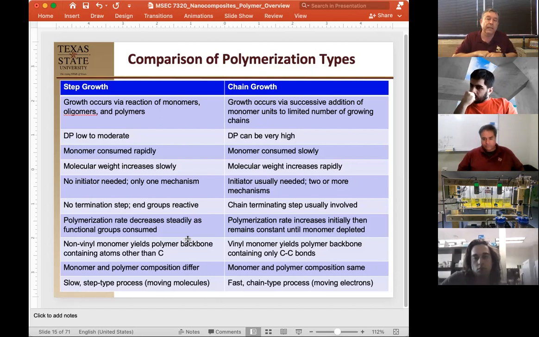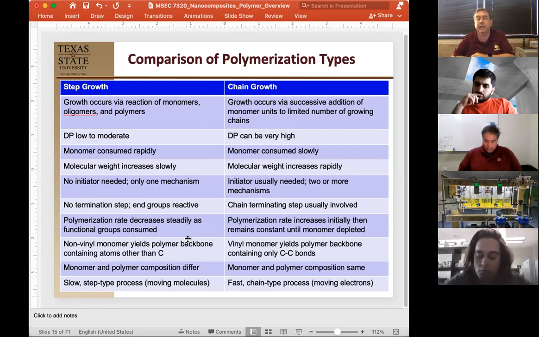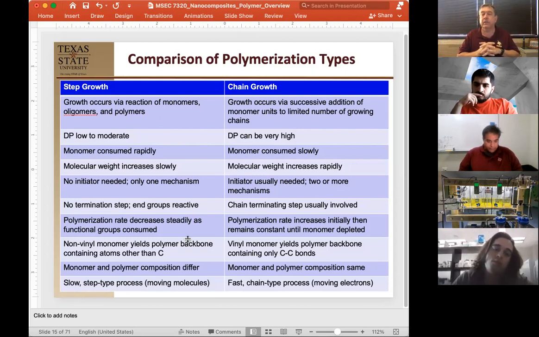And the last thing is step growth can be slow. They can take 24 or 48 hours. In the case of chain growth, they can be done in less than 5 minutes sometimes, to get million molecular weight in less than 5 minutes. Questions on the compare and contrast of those two different polymer types?